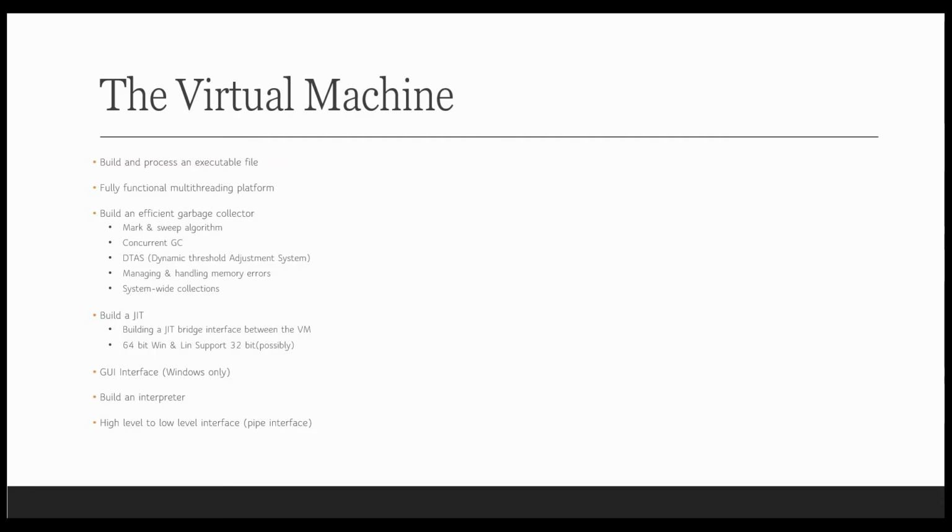We're also going to learn how to build a high to low level interface. I call it a pipe interface. Basically, the way it works is this interface is going to be how we're going to do things like reading and writing to files, doing OS commands, interfacing with the computer, like accessing data, reading, writing files, and so forth.